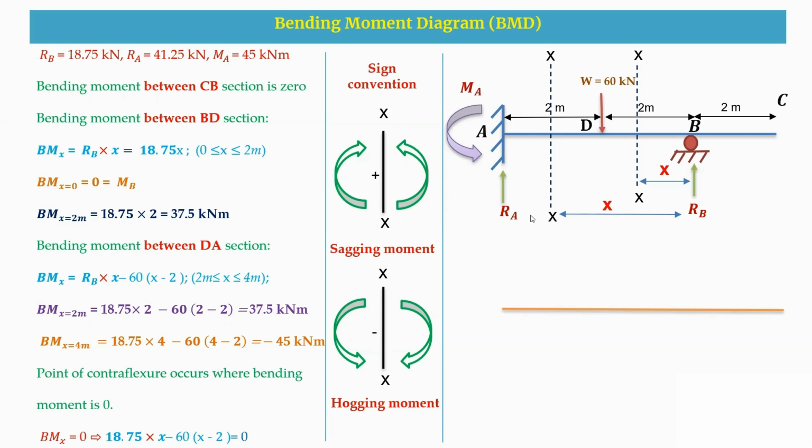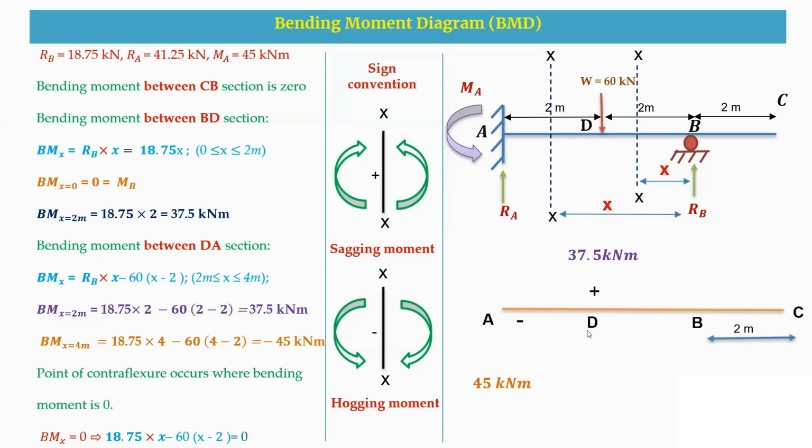Now we are going to draw the bending moment diagram. So this is an ADBC beam. At C, we have the bending moment to be 0. At B, you have the bending moment to be 0. Now at D, we have a bending moment of 37.5 kilonewton meter, which is positive. And at A, we have a negative 45 kilonewton meter, which is a negative value.